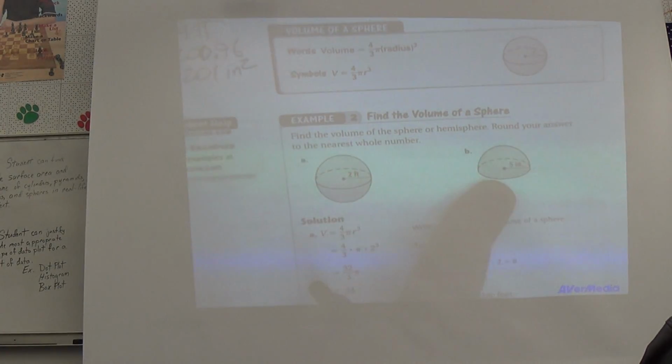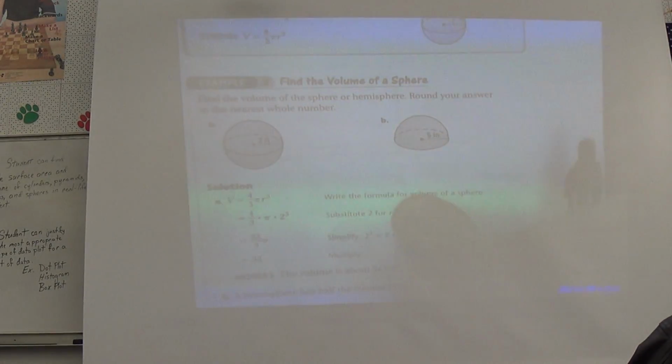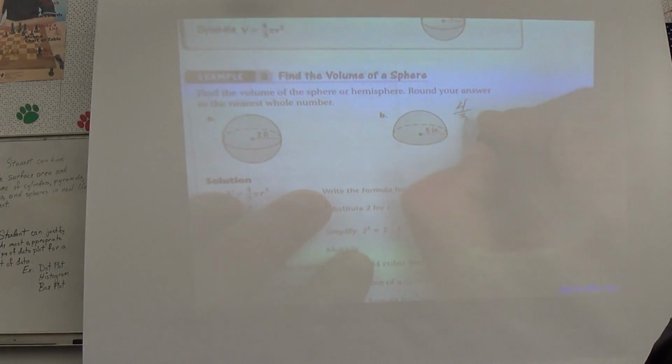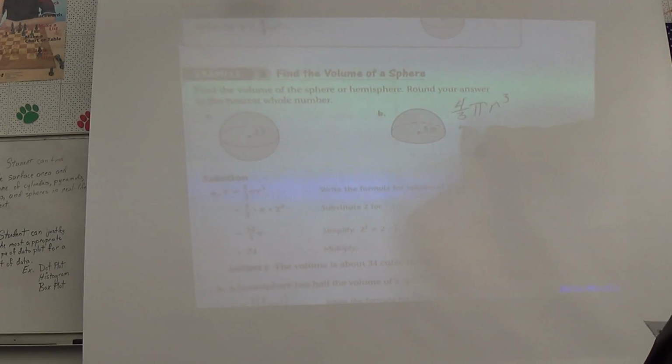So let's take this one, and first of all, find the formula if this was a whole sphere. So it's 4/3 times pi r cubed, right? So 4/3 times pi r cubed. Go whole sphere. So 4/3 times pi times 5 to the third power.